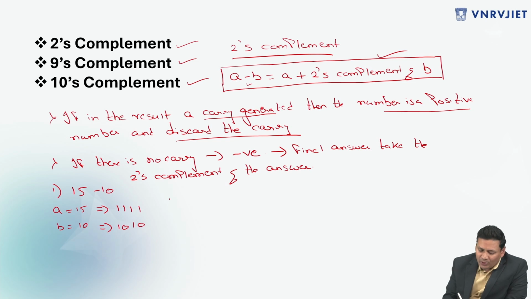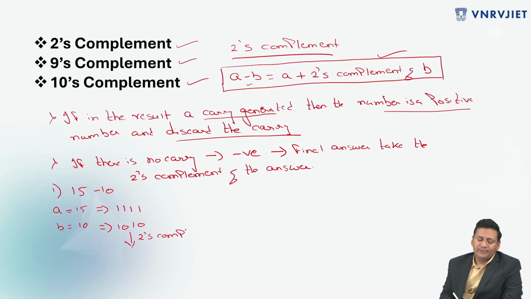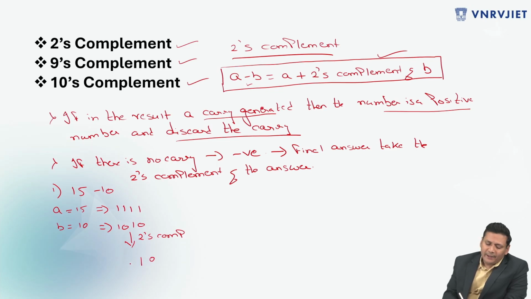So what is the first step? A minus B is equal to A plus 2's complement of B. We first have to take the 2's complement of B, right? This is my B. We have to take the 2's complement. I hope you remember the shortcut: write down the number as it is until you encounter the first 1. After that, complement the number, so 0 will become 1 and 1 will become 0. So this is my 2's complement of B.